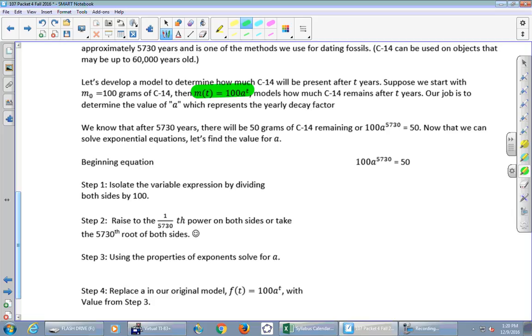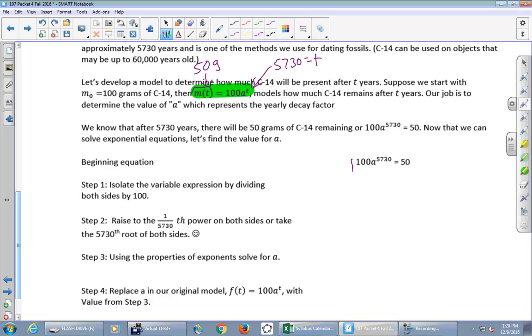We want to build it so that whatever A we calculate, it's going to make it so half of that stuff disappears every 5,730 years, okay? So let's give it a shot. If half of it is going to disappear, that means that if I plug 5,730 in for T, then how much should I have left over if I started with 100? So we better have 50 grams of that stuff left over, right?